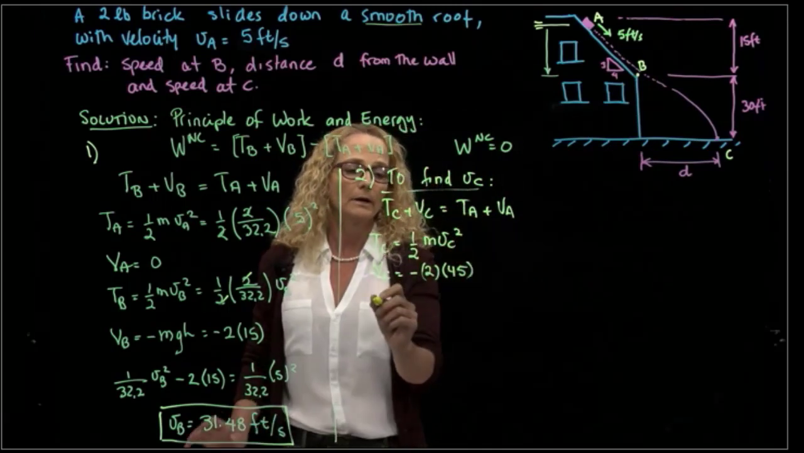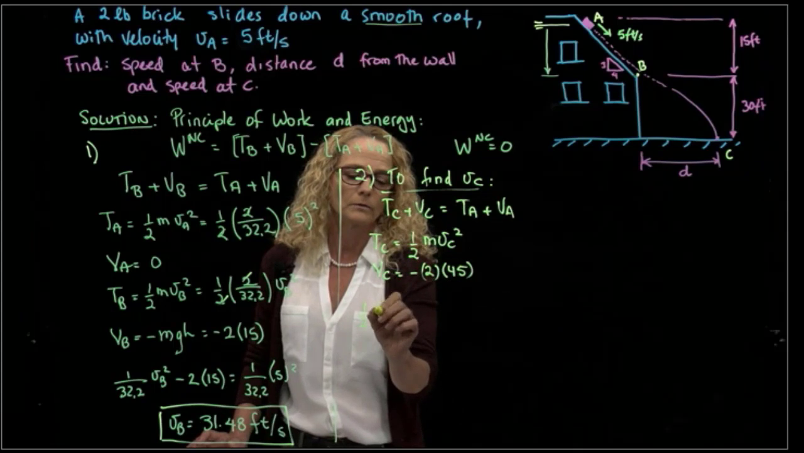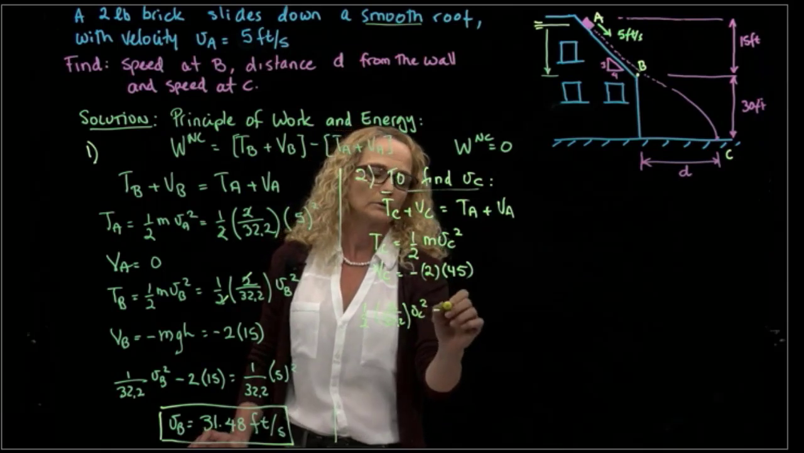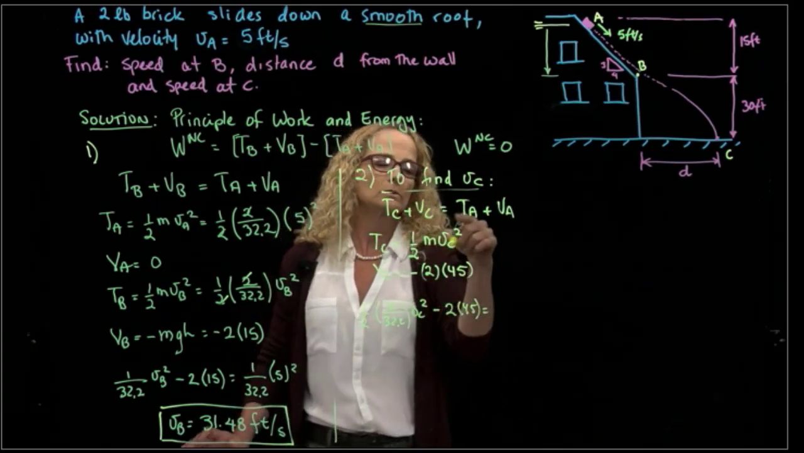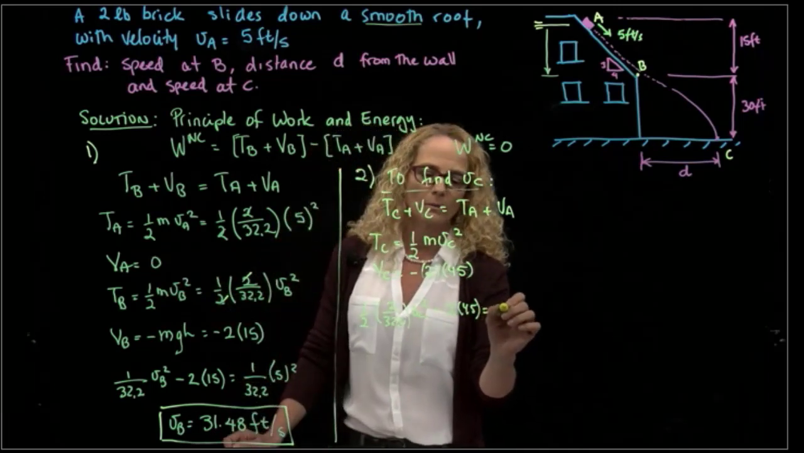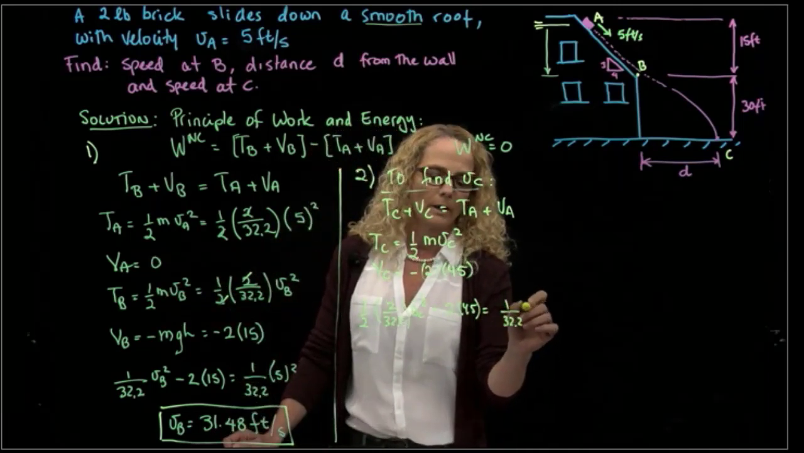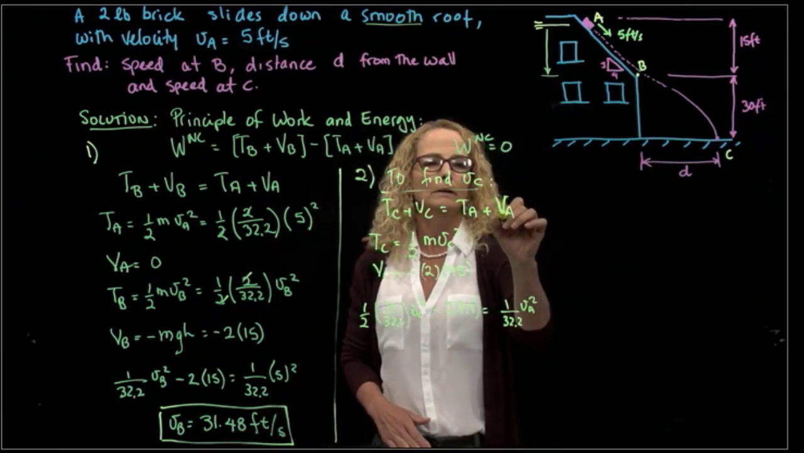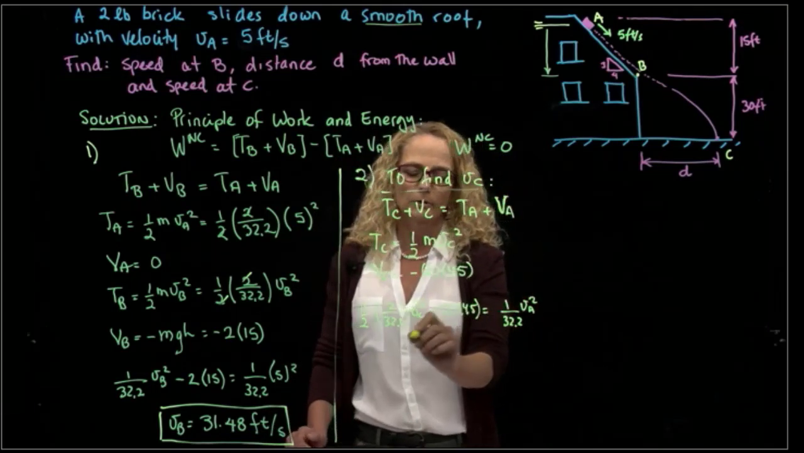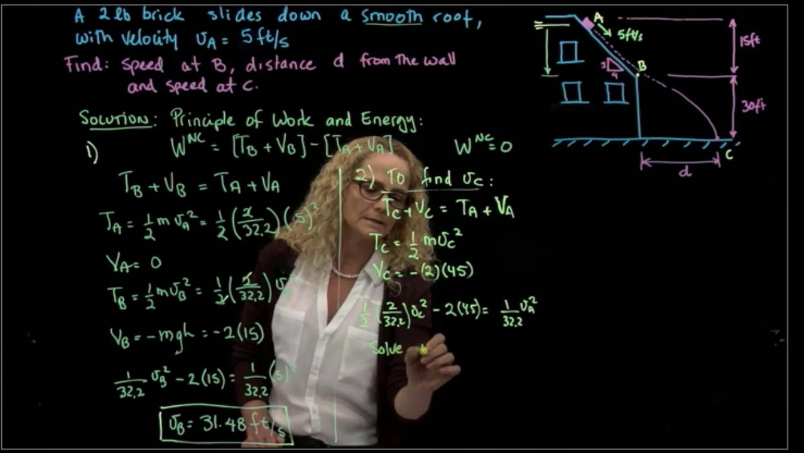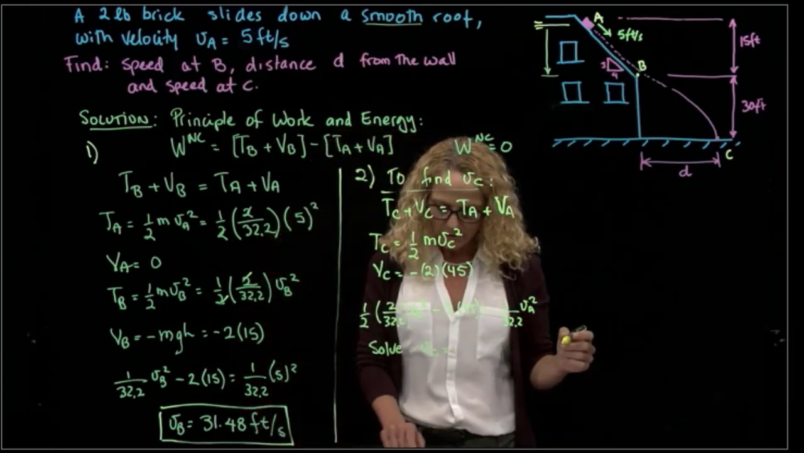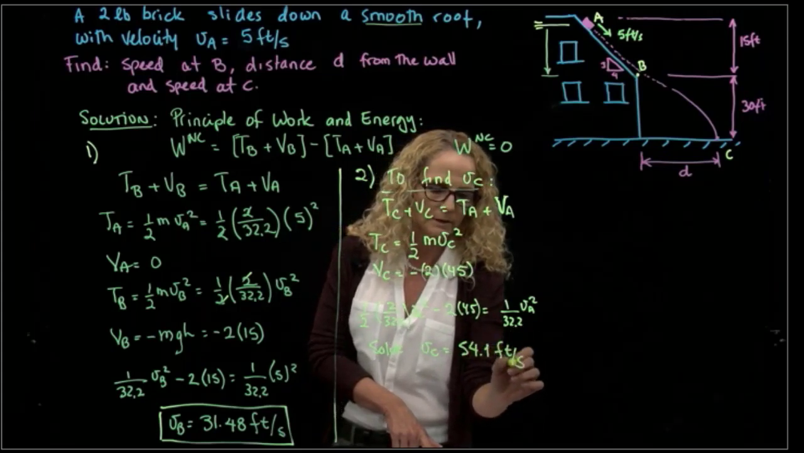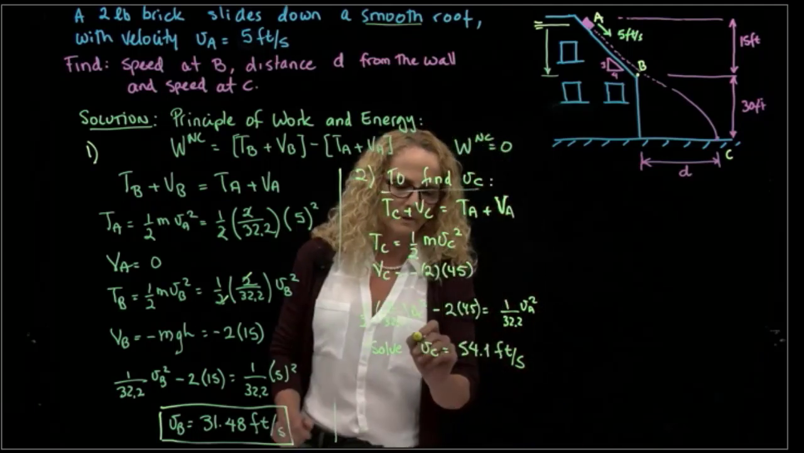So I plug those values in here, and I have 1/2 of 2 divided by 32.2 times VC squared minus 2 times 45 equals TA, which I have right here, which is 1 over 32.2 VA squared. And the potential energy, I remember this is a capital V, is 0. So from here I solve for VC, which gives me a value of 54.1 feet per second. So that's my second value.